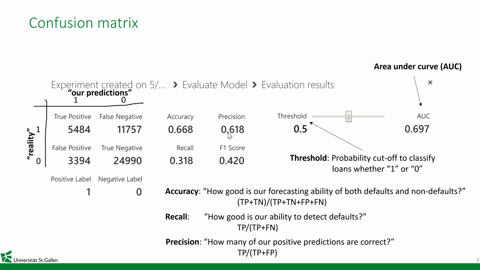Now, as you vary the threshold back and forth, you will see that these numbers change, and the question is, where should I set the threshold? The F1 score tries to give some kind of metric for what threshold could be chosen. The F1 score is simply the harmonic mean between the recall and the precision. So it tries to make some kind of trade-off.